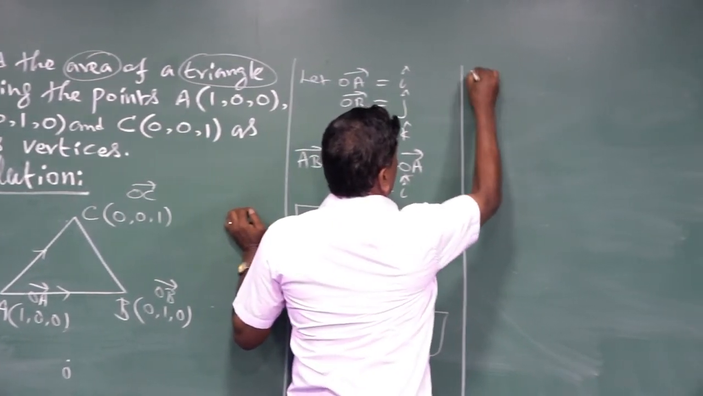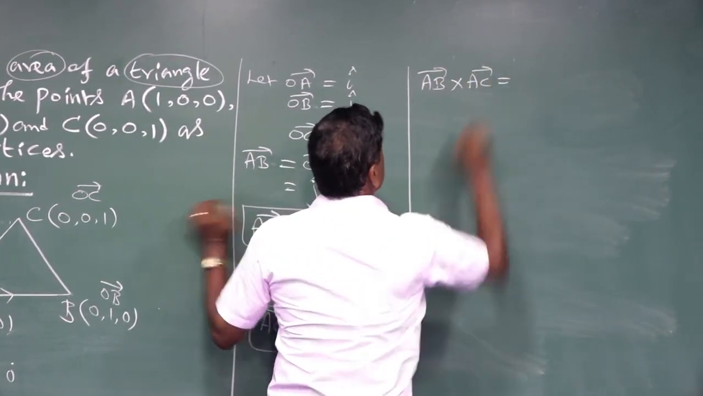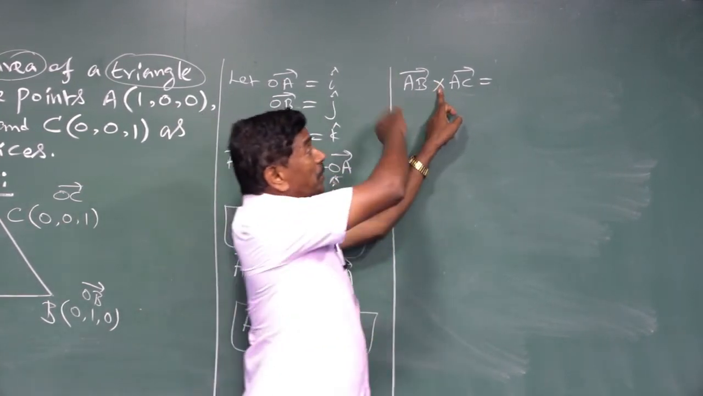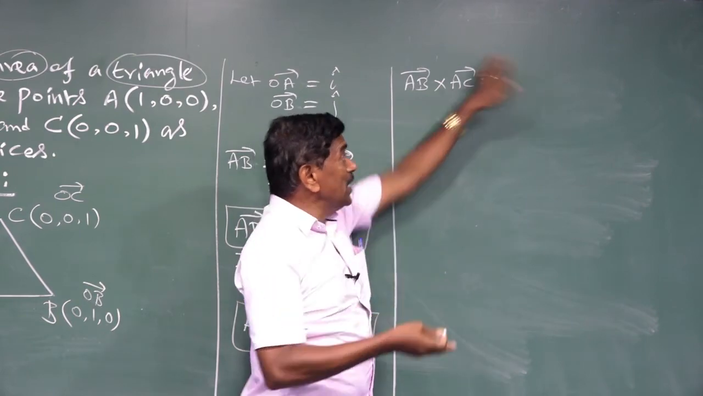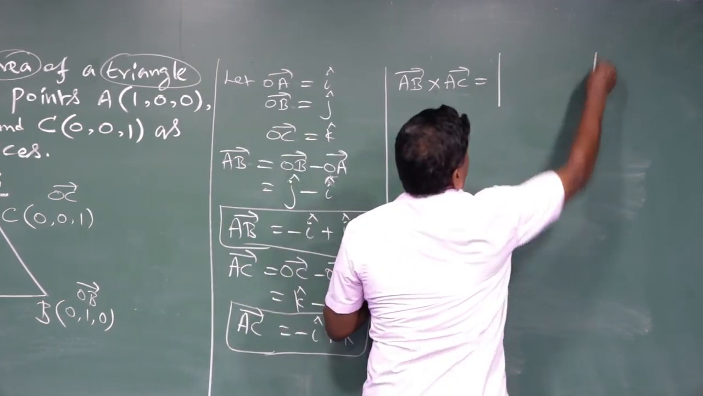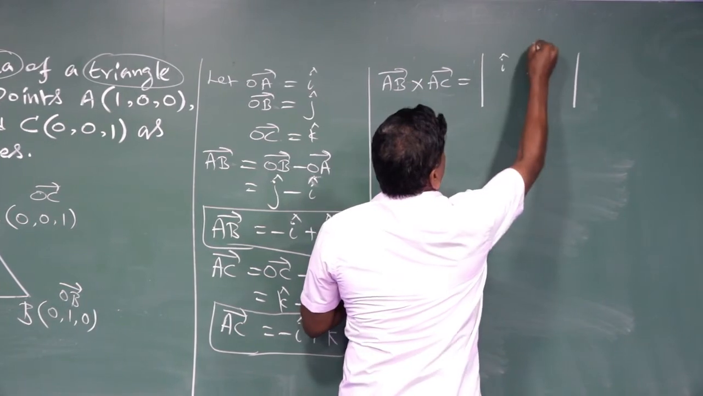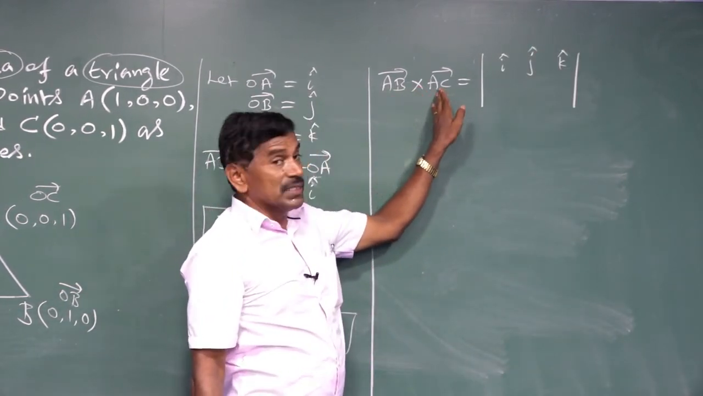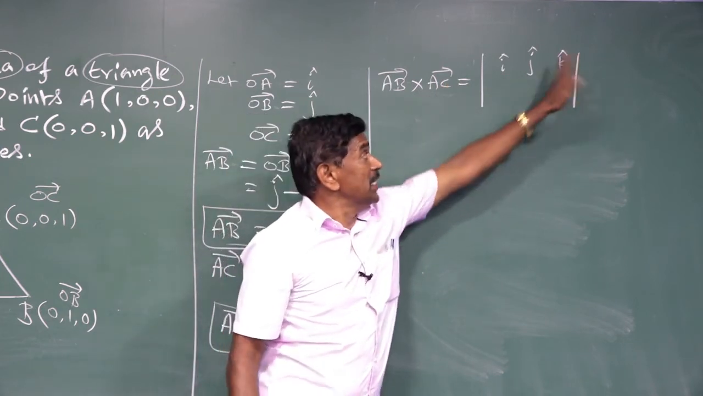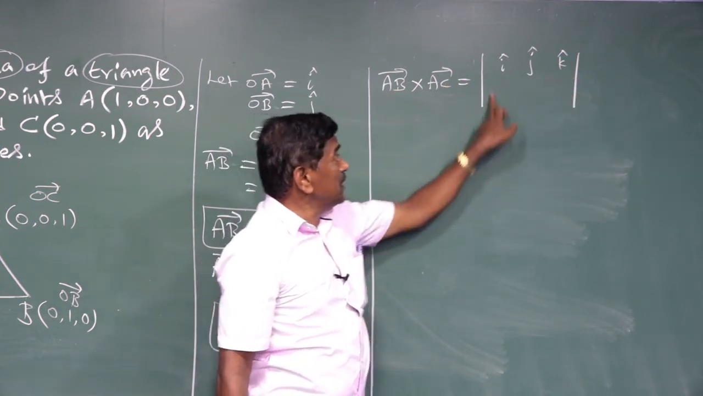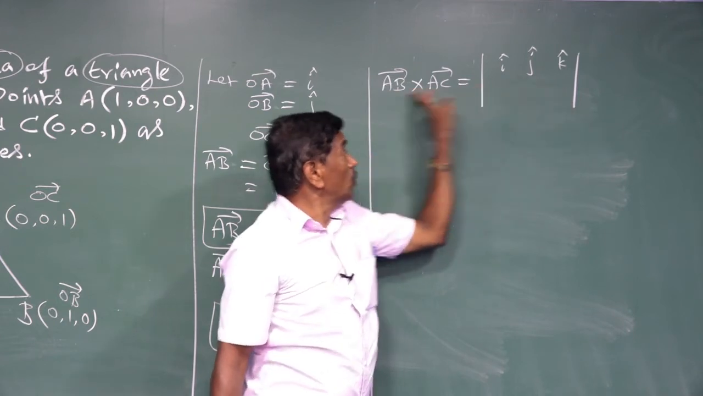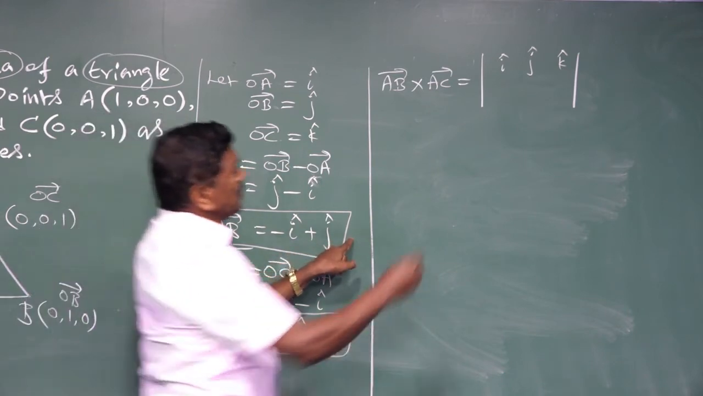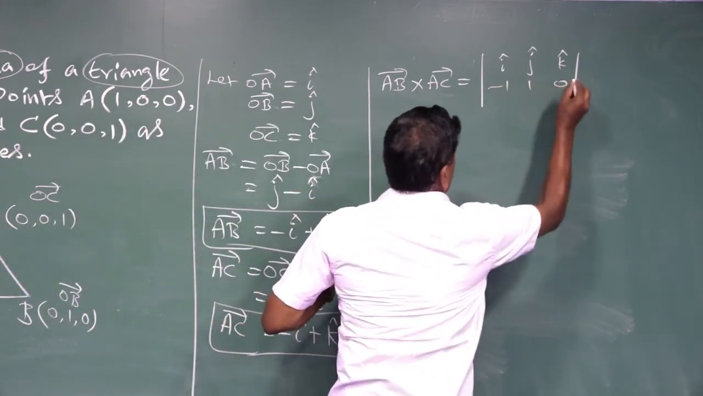Now, AB vector cross AC vector is equal to... When the cross product is defined between two vectors, its result is given by the determinant of I, J, K. Now, first AB vector coefficients go in the second row. What is the second row? AB vector equal to minus 1, 1, 0.